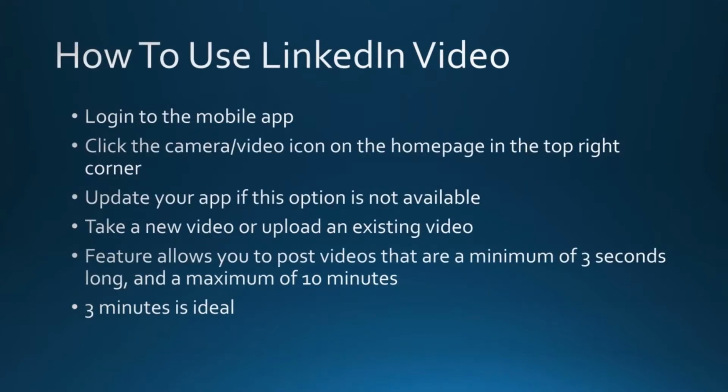So simply to access the feature, first of all, as I mentioned before, you do have to be using the mobile app, and it is pretty straightforward. On the home page of the app in the top right corner, you'll see two icons, and one of them is a camera and the other is a video icon. If you don't see both of these icons, you may just need to update your app. If you haven't updated it recently, you probably won't have this feature available, so just make sure that it is always up to date.